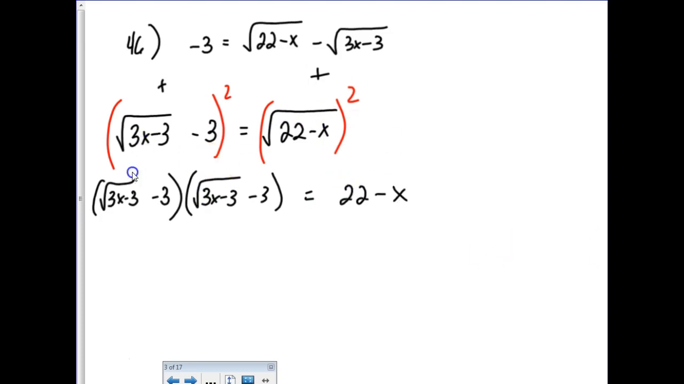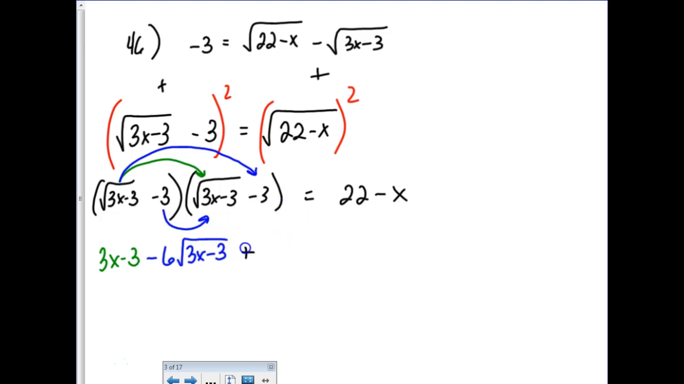All right, here we go. When you multiply a square root by itself, that's the equivalent of squaring it, so they just end up canceling each other out, and you get 3x minus 3. And then you have minus 3 of those square roots, plus another minus 3 of those square roots. So you're going to have a minus 6 of those square roots. And then negative 3 times 3 is a plus 9.